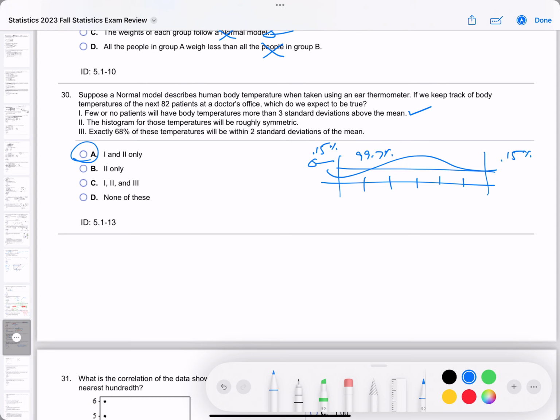That's very rare. The histogram for those temperatures are roughly symmetric. Well, it says it's a normal model, so that's why we know it's roughly symmetric. Exactly? No, we never know exactly. We just have a rough estimate.